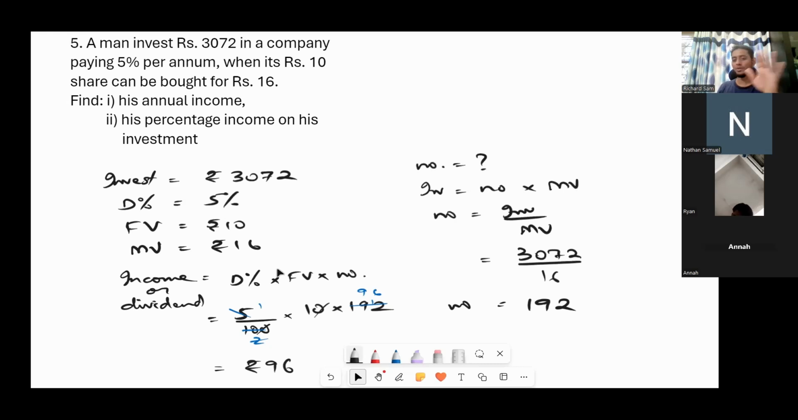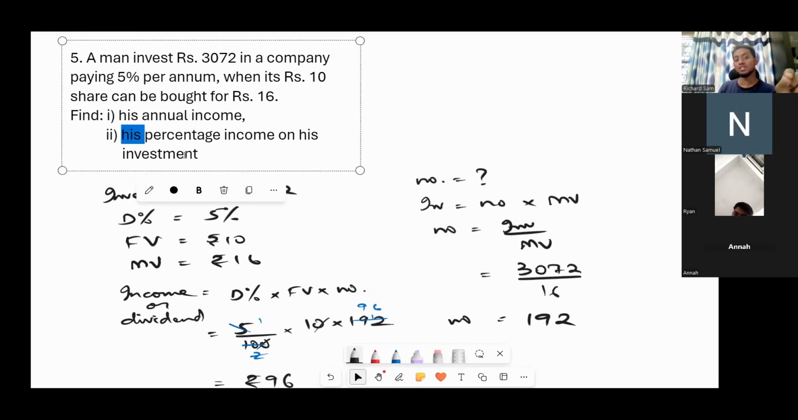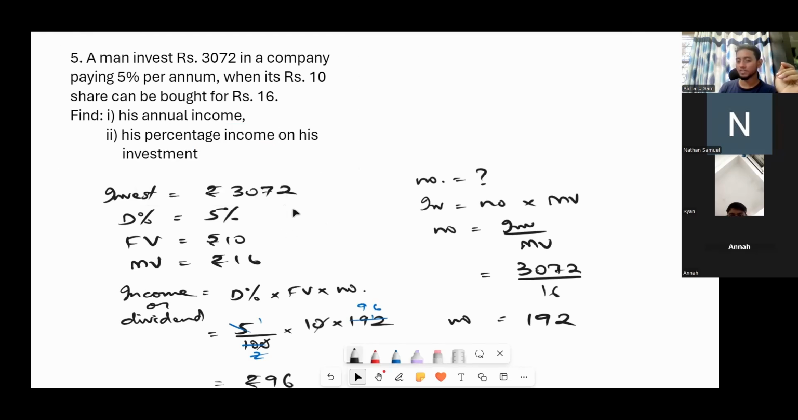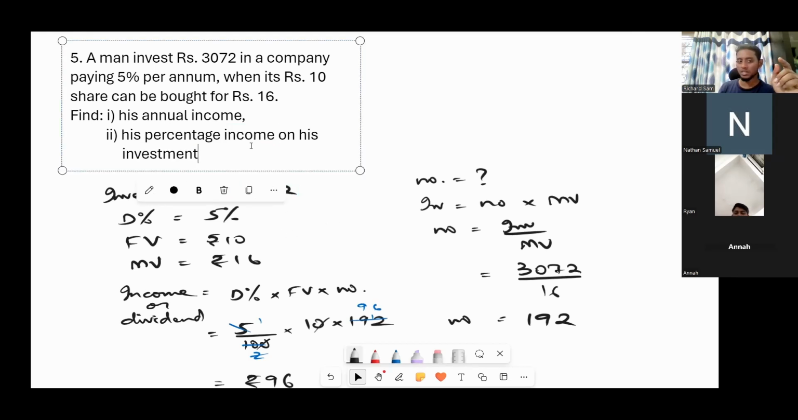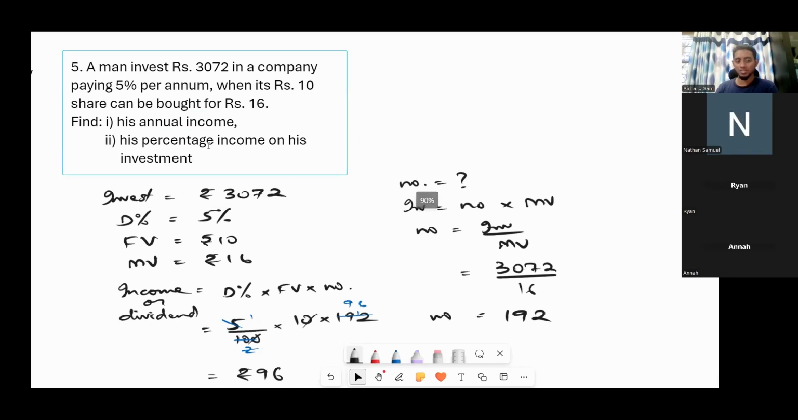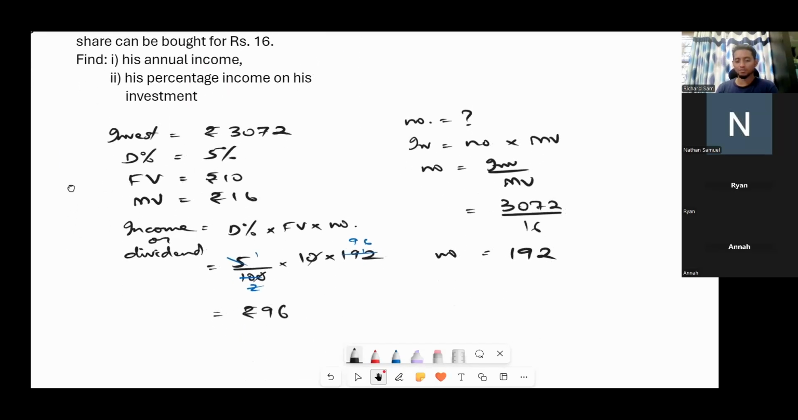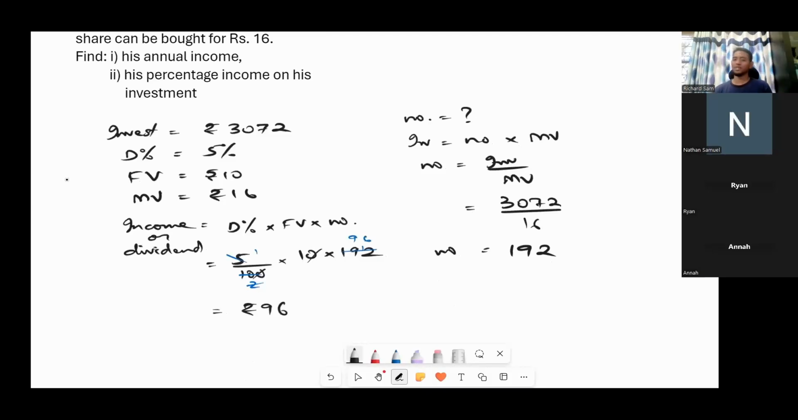Okay. All right. We'll go to the next question, which is what is his percentage income on his investment? That means based on his investment, how much income he's getting. What is his investment? 3,072. What is his income? 96. So they're telling to convert that into a percentage. So how will we convert his percentage income? This is the third formula, which I don't need to tell you. You can make it yourself.